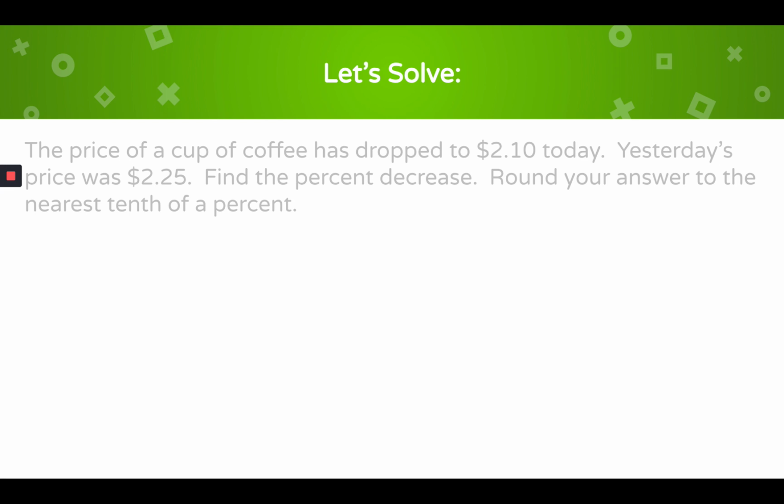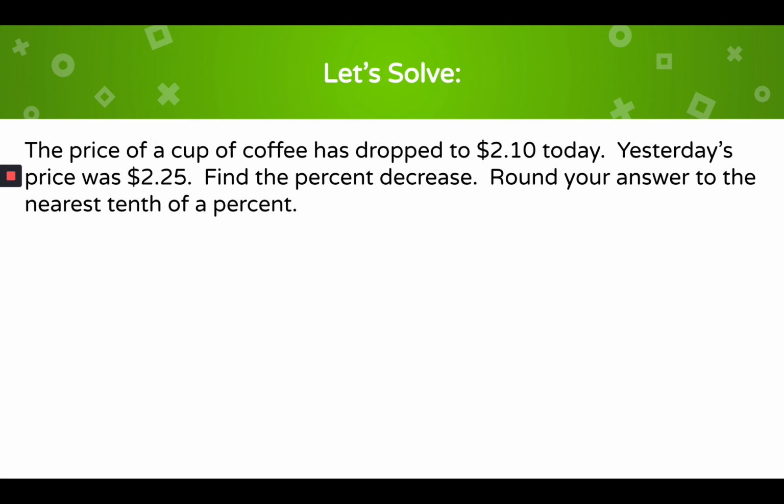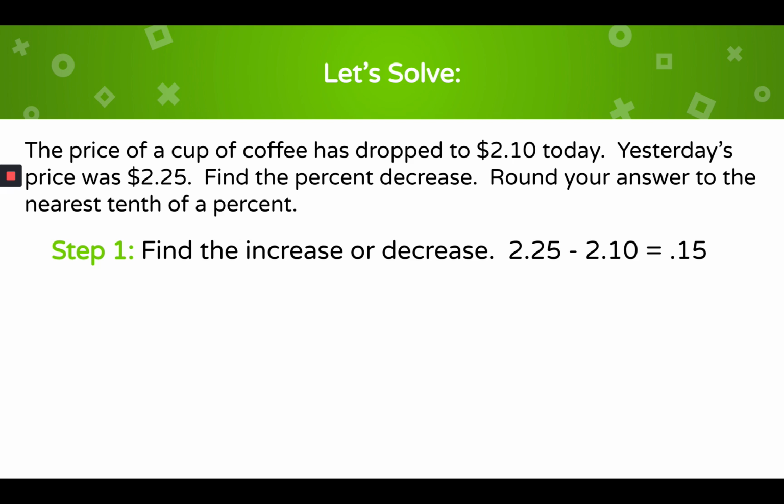All right, what if it's a little trickier? The price of a cup of coffee has dropped to $2.10 today. Yesterday's price was $2.25. Find the percent decrease. Round your answer to the nearest tenth of a percent. So same process to start. 225 minus 210 is 15 cents. So 15 cents cheaper today for a cup of coffee than it was yesterday.